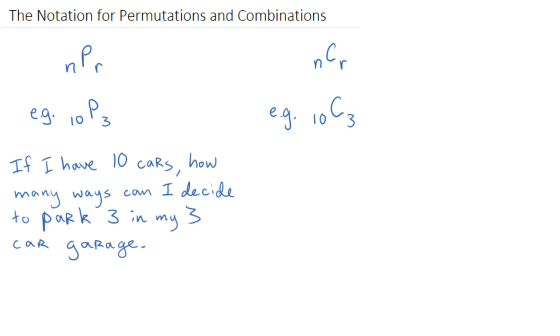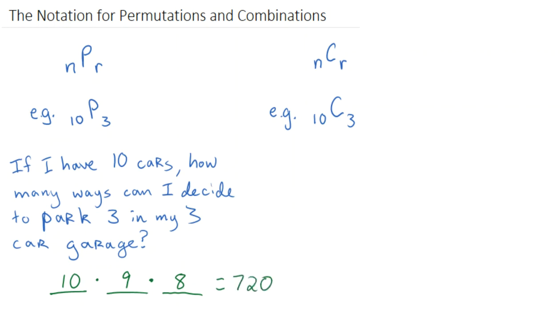So like I said, with the 10P3, that is like answering the question, if I have 10 cars, how many ways can I decide to park 3 of them in my 3-car garage? So the way we saw this calculated out was, well, if I have a 3-car garage, I have 3 slots. If I have 10 cars, I have 10 choices for which one goes in that first garage, leaving me with 9 choices for the second garage. And then 8 choices for the third garage. We just multiply those up. That's going to give me 720.